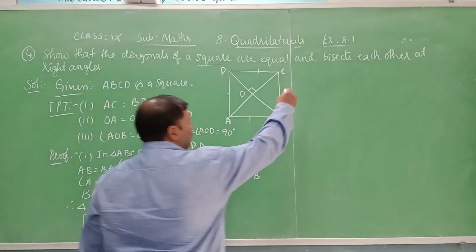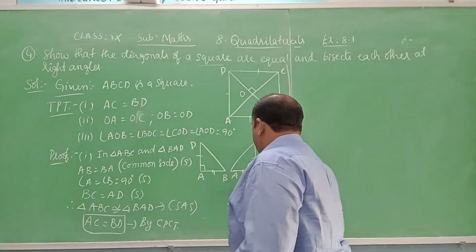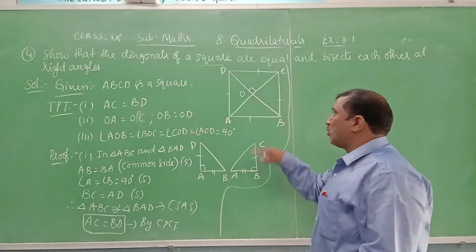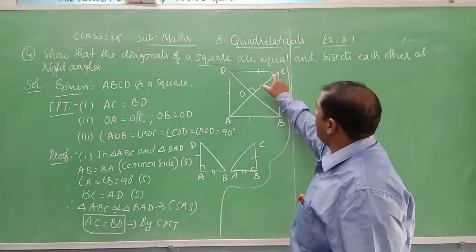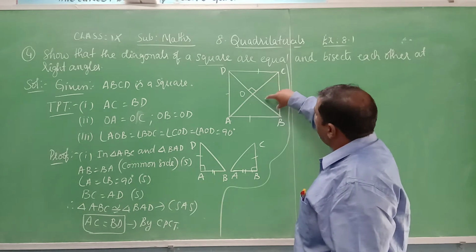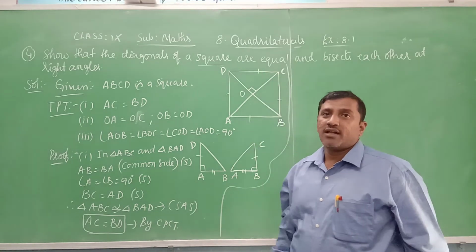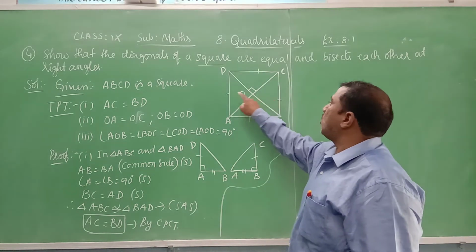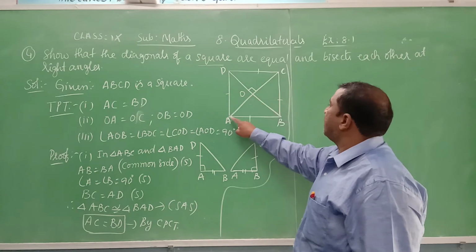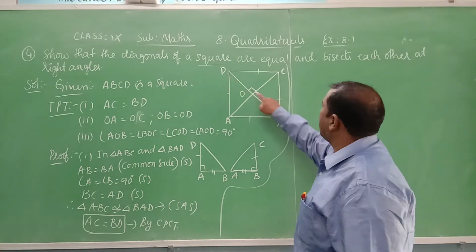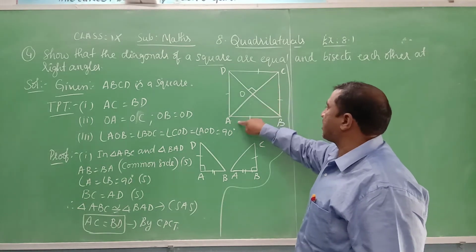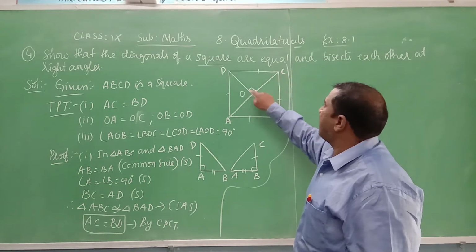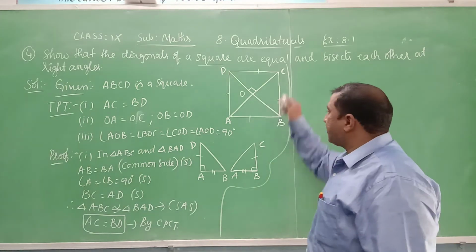Next we have to prove what the second identity is. The two diagonals bisect each other. That is OA is equal to OC and OB is equal to OD. To prove this, consider two opposite triangles. That is triangle AOD and triangle BOC. Or we can consider these two triangles also. That is triangle AOB and triangle COD.